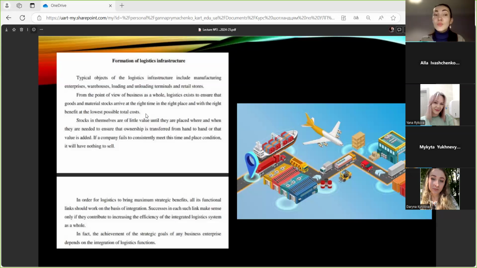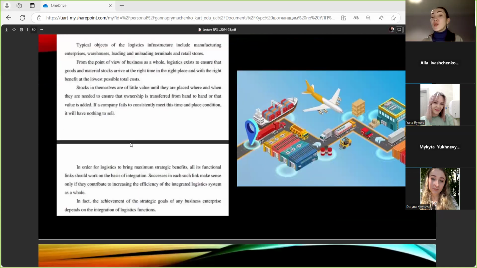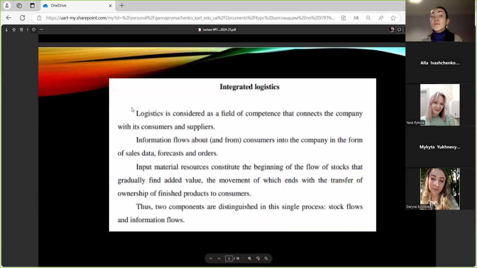In order for logistics to bring maximum strategic benefits, all its functional links should work on the basis of integration. Success in each such link makes sense only if it contributes to increasing the efficiency of the integrated logistics system as well. Of course, yes. In fact, the achievement of the strategic goal of any business enterprise depends on the integration of logistics functions. Of course, yes, we agree with this position and we discussed it already in previous lessons.